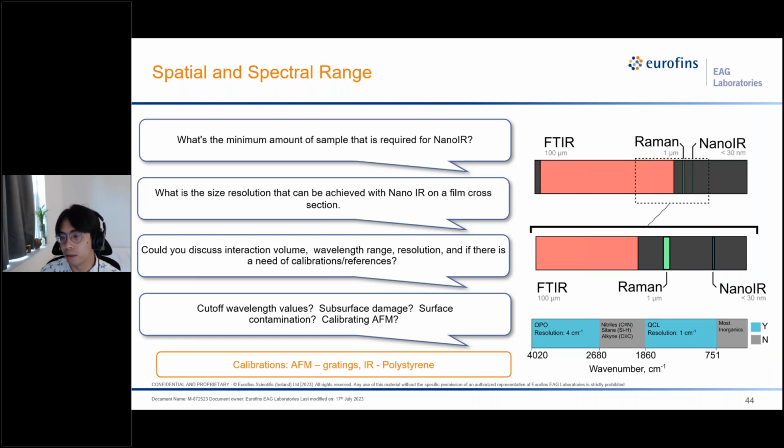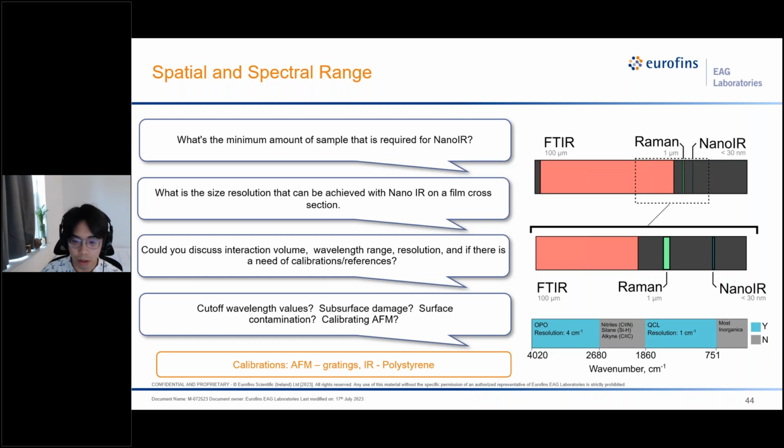In terms of what we can cover, the spatial range, the spectral range, and those aspects of the technique, we're really looking down to 30 nanometers or less in terms of feature size. You can visually see that in the figure to the right here, where you can see how much smaller the spot size of NanoIR is relative to both Raman and that of FTIR.